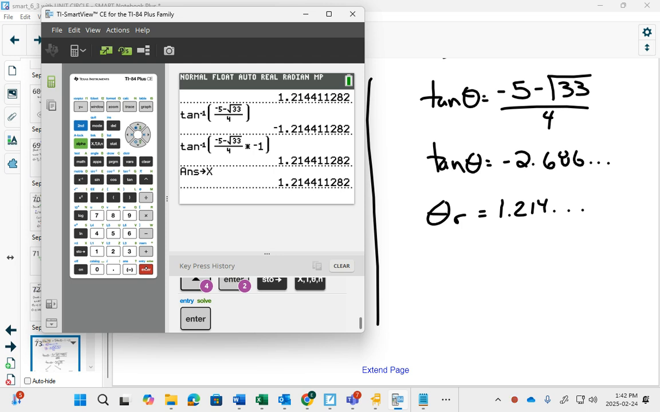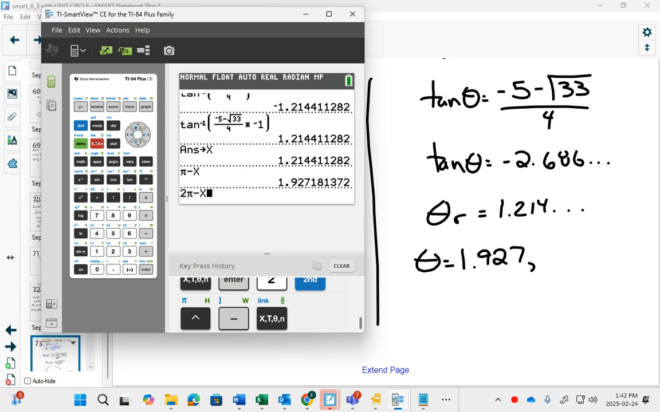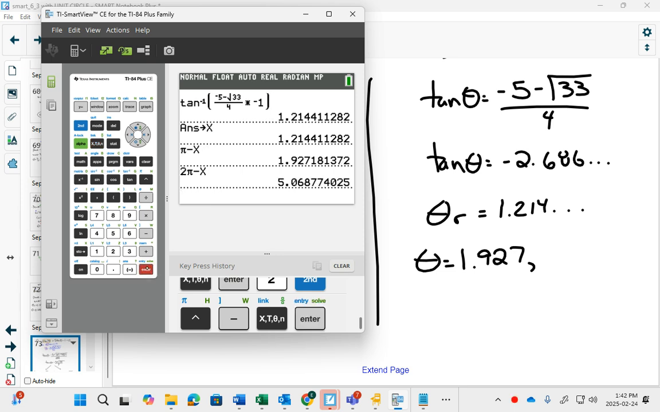But what's really nice about this is tan is negative in quadrant 2, so you would want to do pi minus your reference angle, but now that I've stored it, I can just go pi minus X, 1.927. And then when I want to find quadrant 4, I could just go 2 pi minus x. Especially nice when you have to use your reference angle twice, 5.069.